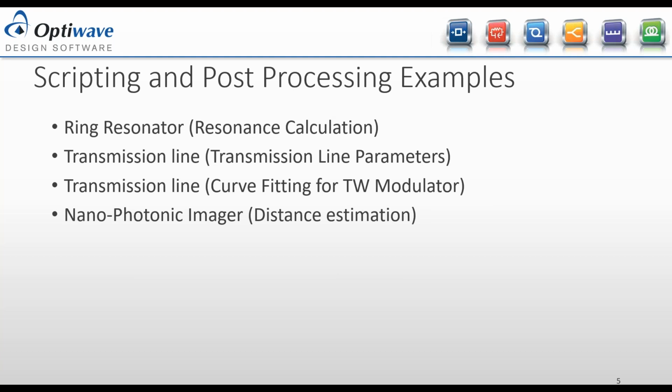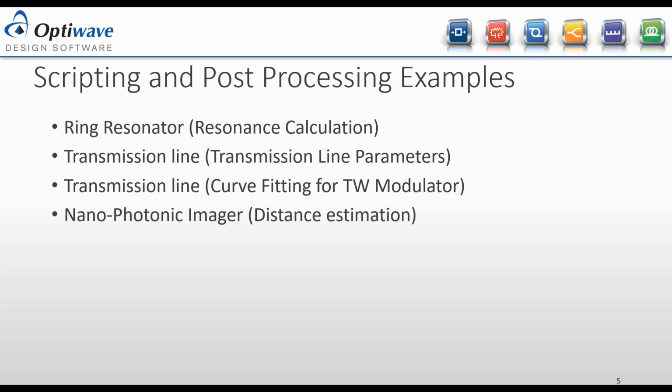So we have 4 examples today. Starting with a ring resonator, I'm going to show you how to use our scripting to change the radius of the ring such that we get the resonance at a frequency we want. And I'm also going to show you, with this example, how you can build a ring demux and how 2 channels for this ring demux can interact with each other. So the channel crosstalk.